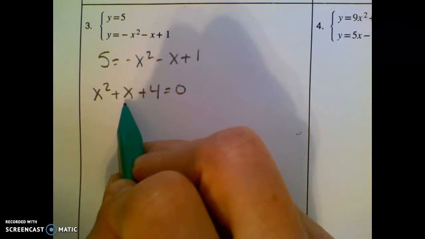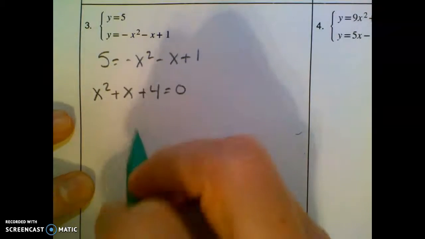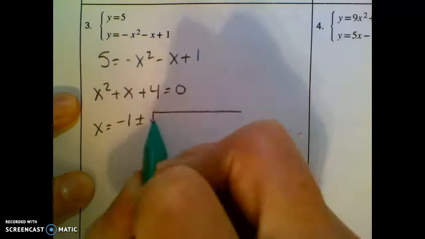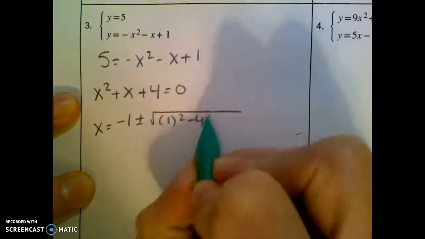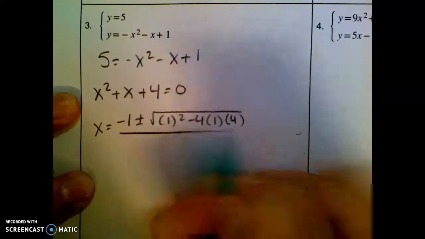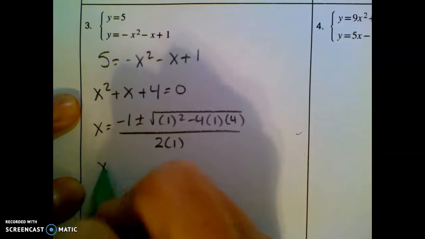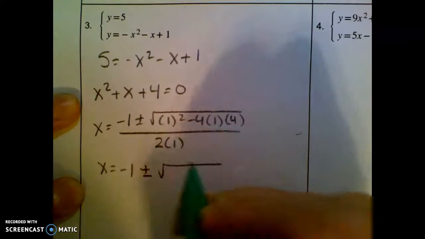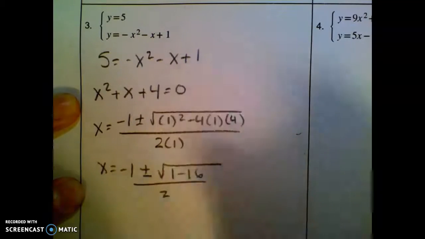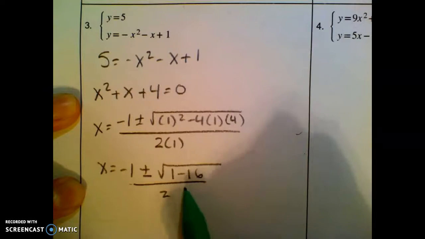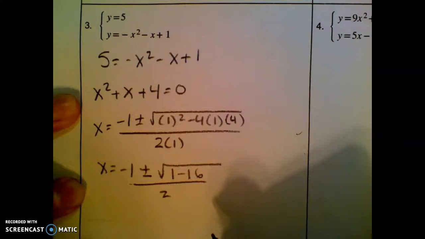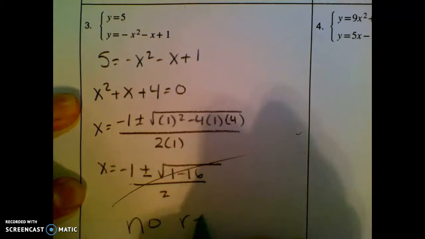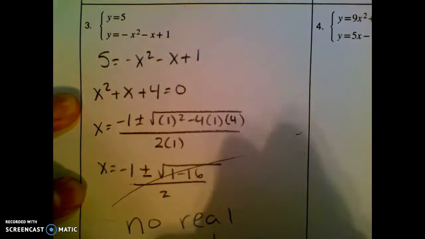So this is not going to be a rational answer, so I do have to go ahead and do the quadratic formula. So x equals negative b plus or minus the square root of b squared minus 4 times a times c all over 2 times a. x equals negative 1 plus or minus. This is going to be 1, and this is 4 times 4 is 16, so 1 minus 16 over 2. Already I know it's wrong, it's not going to work out. 1 minus 16 is a negative 15. I cannot have a negative on the inside there. So this guy is going to be no real solution.